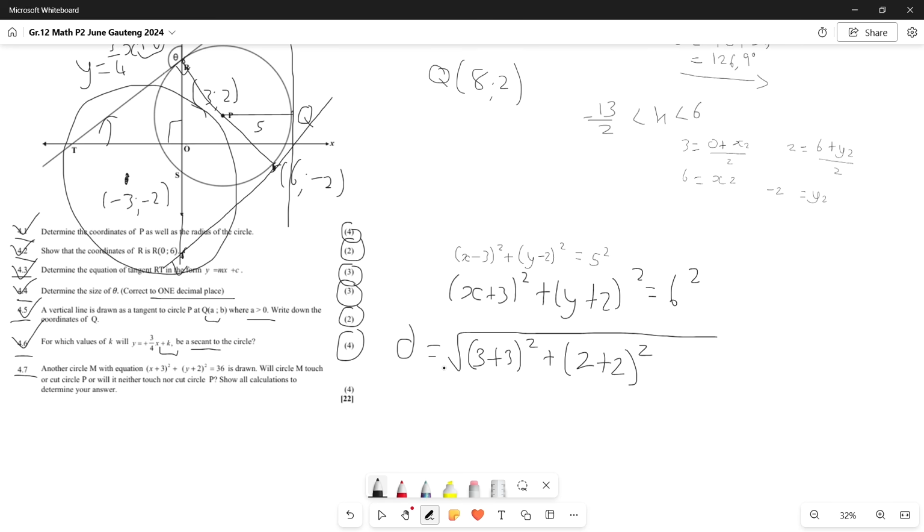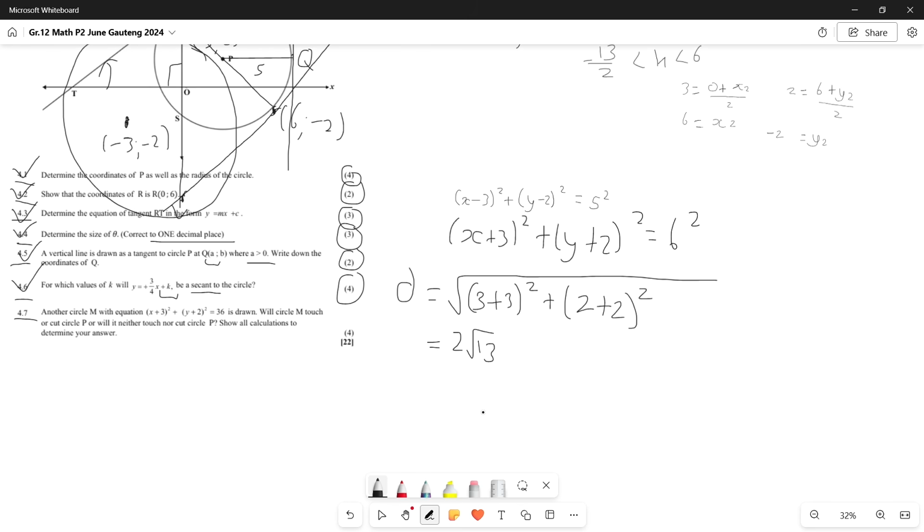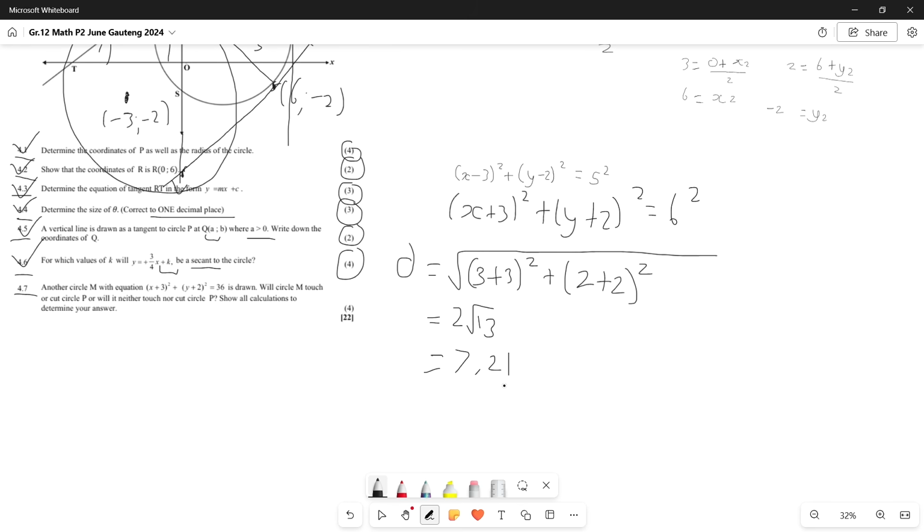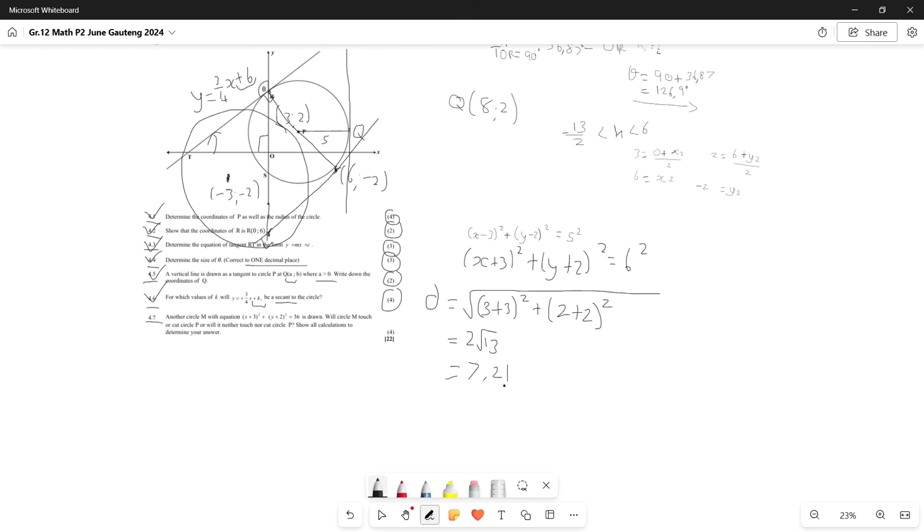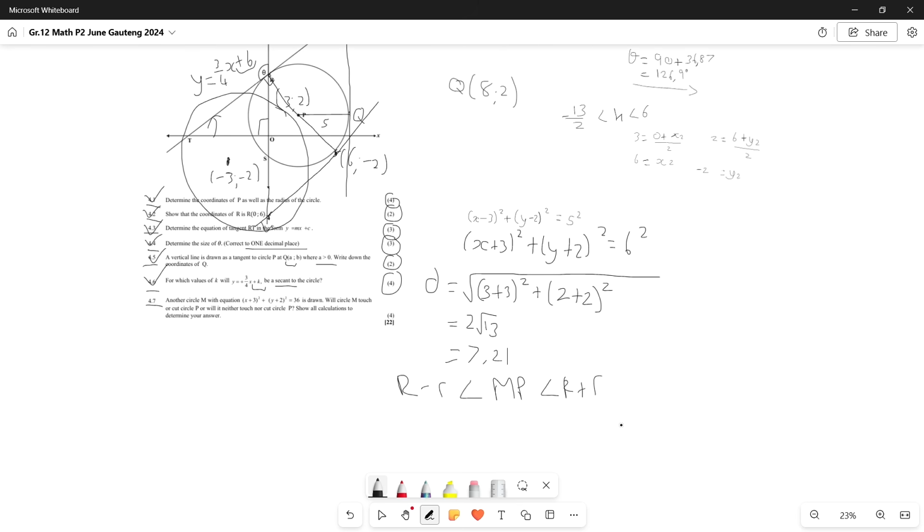So if we go ahead and plug this in our calculator, we have 2 third 13, and that will equal 7,21. But right now, we have a formula that we can use to determine whether this is going to cut through twice. Because what we're going to do is set this up. We're going to go capital R minus small r is less than MP, or MP is greater than it, and then this is less than R plus r. So our R plus r is greater than our MP over there.